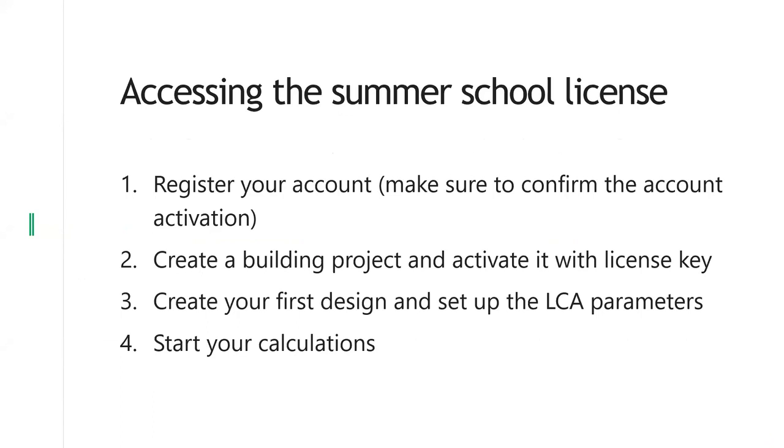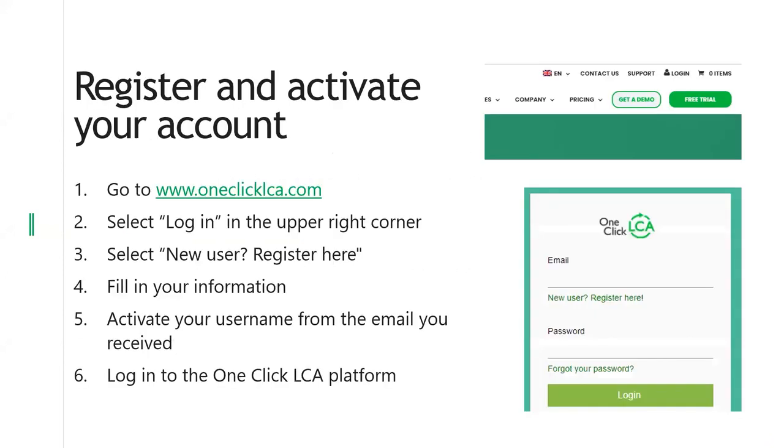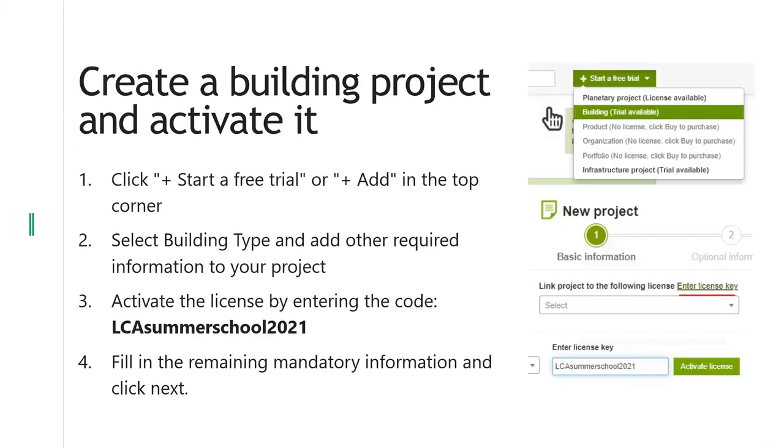And then we have to create a project with the license key, as I showed in the beginning of this step. First, just go to our website, go to oneclicklca.com, and select login. If you don't have a user account yet, you can register there, but otherwise you can fill in your username and log in right away. After you've logged in, you probably see that some trials are available, planetary, but we just picked the building. And instead of linking it to a trial license, we don't do that.